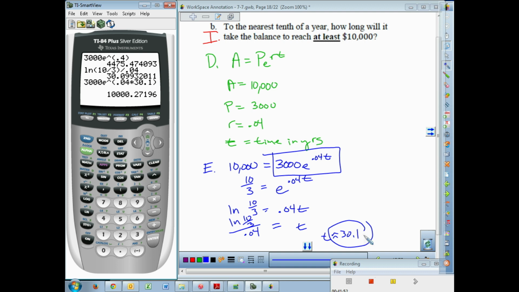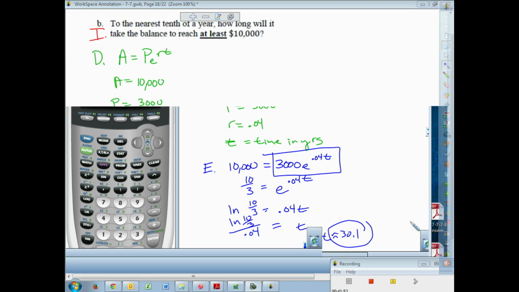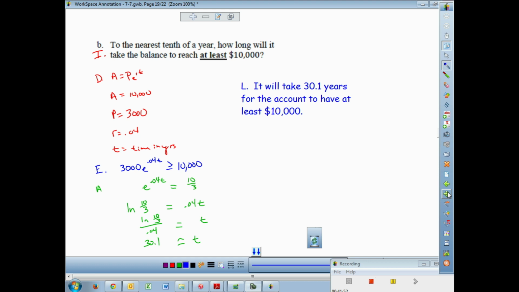Let's put it in a sentence. Our sentence will look like so. It will take 30.1 years for the account to have at least $10,000.